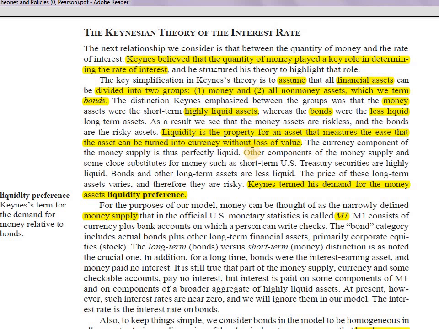So for example, gold is highly liquid. If today we have gold and we go to a store, they're going to immediately give us the money and buy that gold. So we can immediately convert gold into currency. But if we have a building and we want to convert it into currency, it is going to take at least a year or 6 months. So it's not liquid.